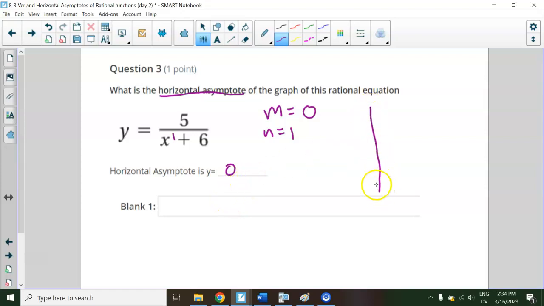And really what this is telling us is graphically, when we plot this thing, it's going to have a horizontal asymptote right here. That's the line right there of y equals 0. That's really the point of this: eventually we'll graph, and hopefully we know now that there's a horizontal asymptote right there.